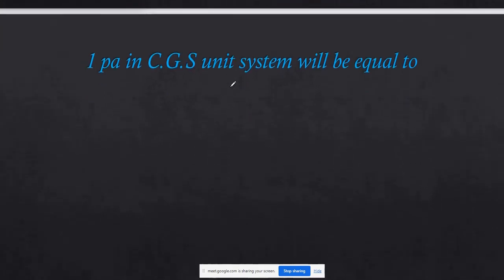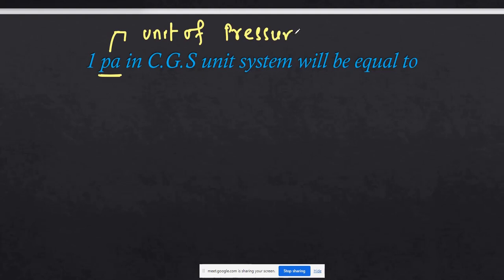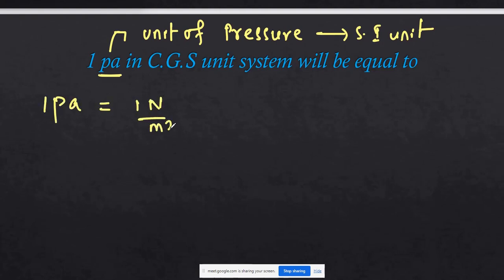Now take this. 1 pascal in CGS unit system will be equal to what? Is pascal a CGS unit or SI unit? First of all, pascal is a unit of pressure, Sahiti, and it is an SI unit. 1 pascal is basically 1 Newton per meter square. This is the SI unit of pressure. You can say pascal, you can say Newton per meter square, all mean the same. The question is, you have to find its value in the CGS system.